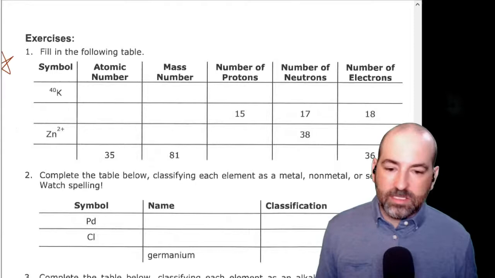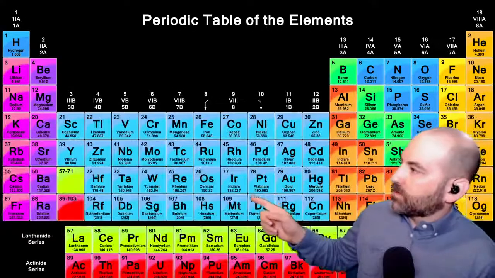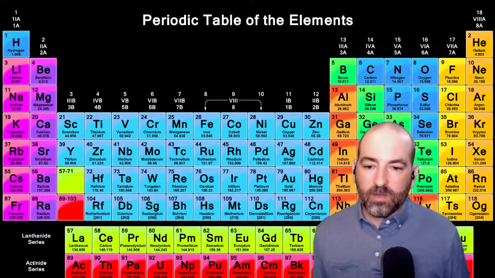So let's look up potassium on our periodic table, and you'll see it is all the way over to the left, number 19.